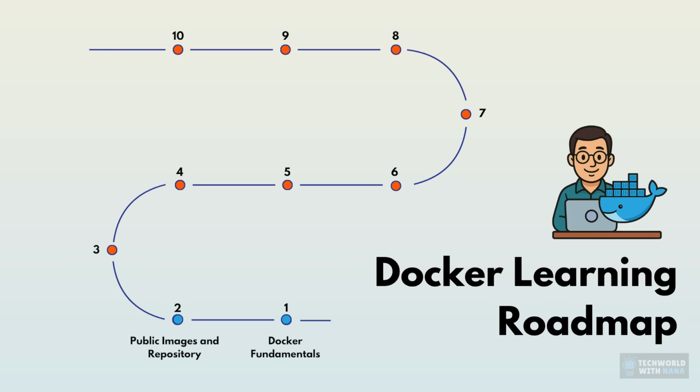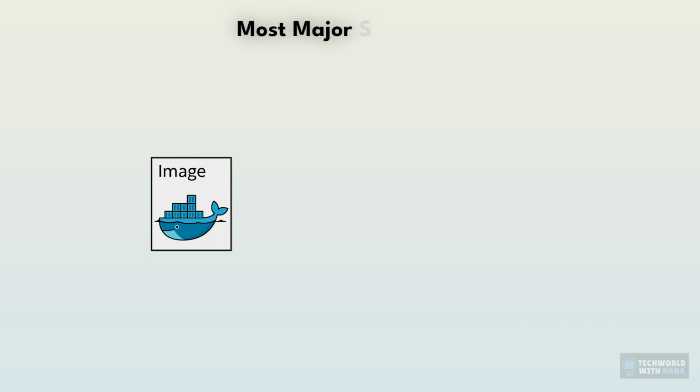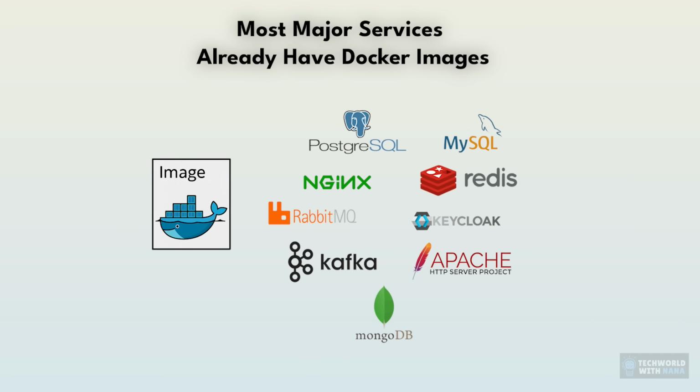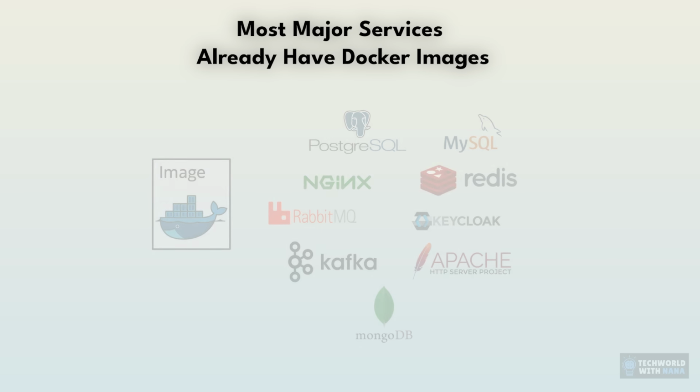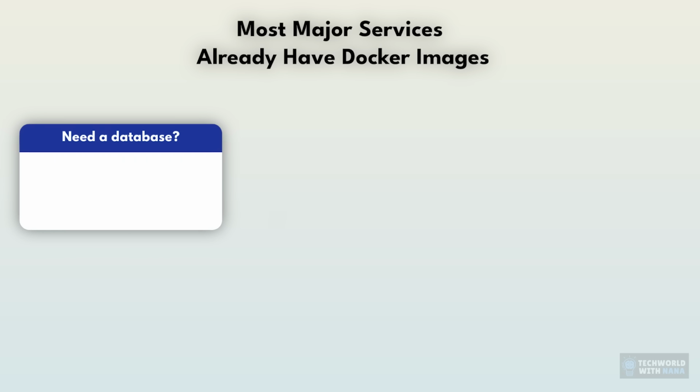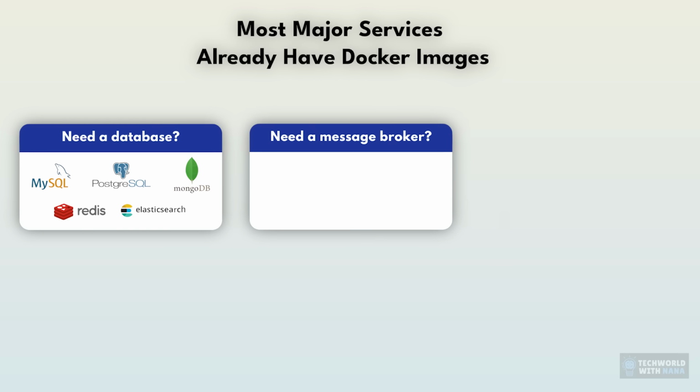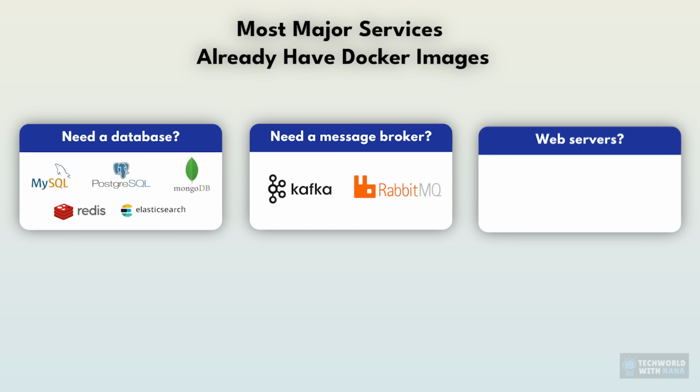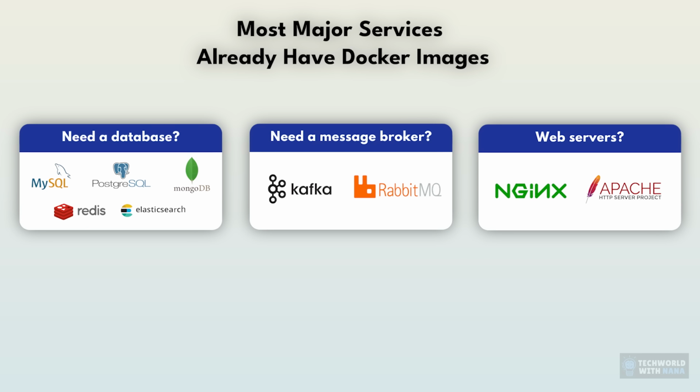Now, one of the most powerful aspects of Docker is that you don't need to create images for common services yourself. Almost every major software service already has an official Docker image. You need a database for your application. There are official images for MySQL, PostgreSQL, MongoDB, Redis, Elasticsearch, whatever database you need. You need a message broker. You can grab RabbitMQ or Kafka images. You need a web server, grab an Nginx or Apache image, and you're ready to go.